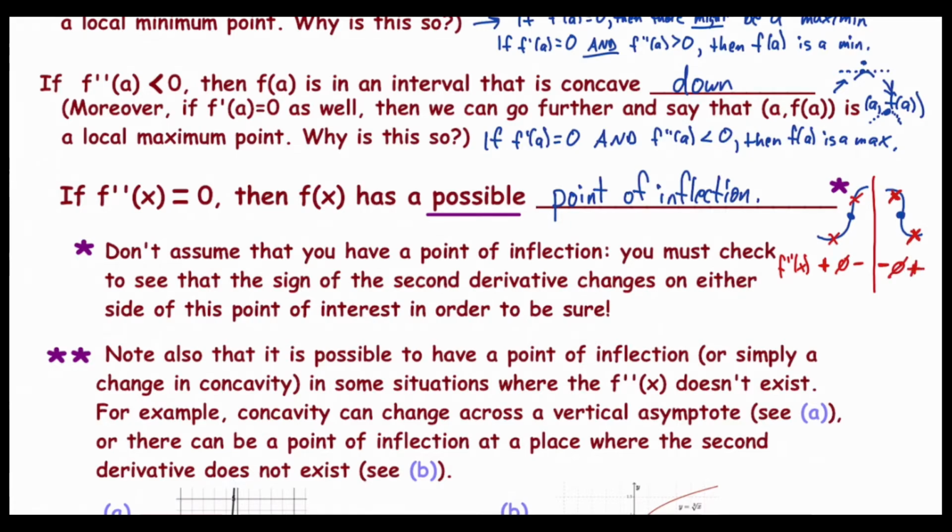We're going to be talking about that later in this note. We're going to use tables to organize our data and do some tests around our points of interest to prove that they are local maxes or mins, or points of inflection, or inflection points.